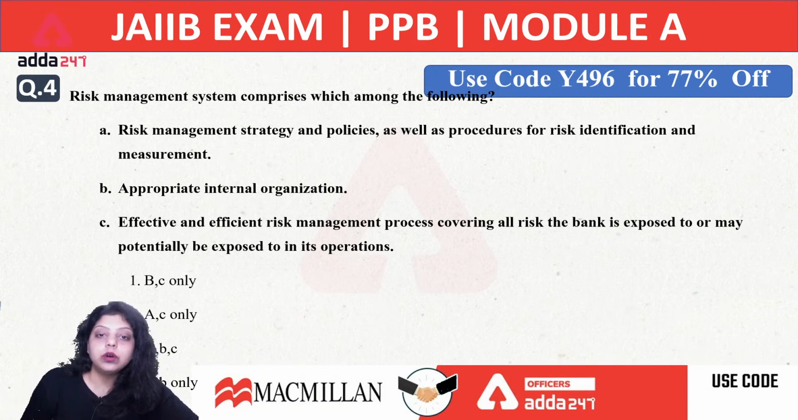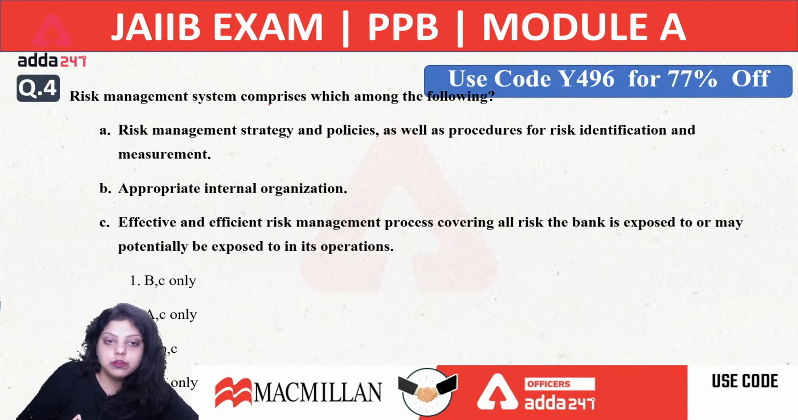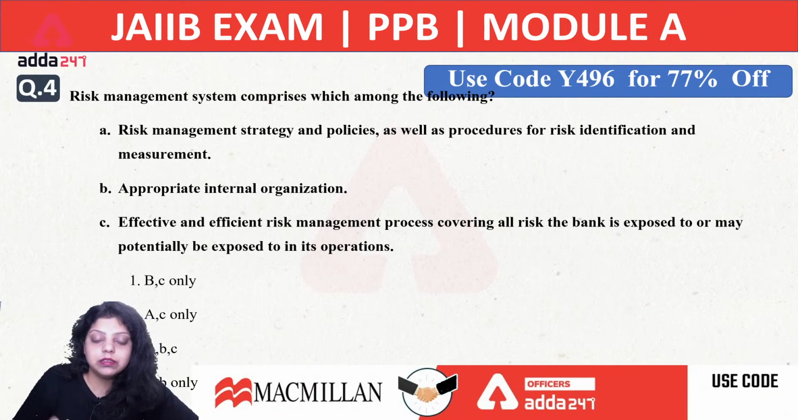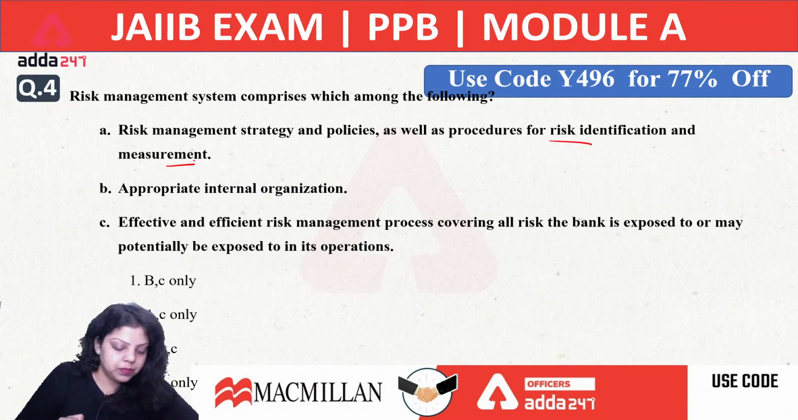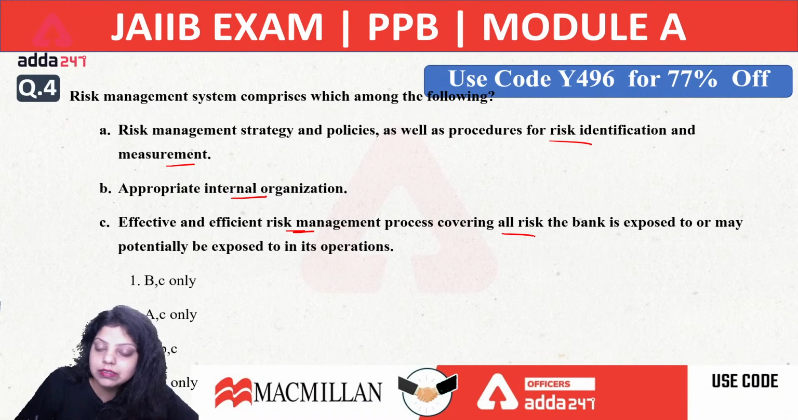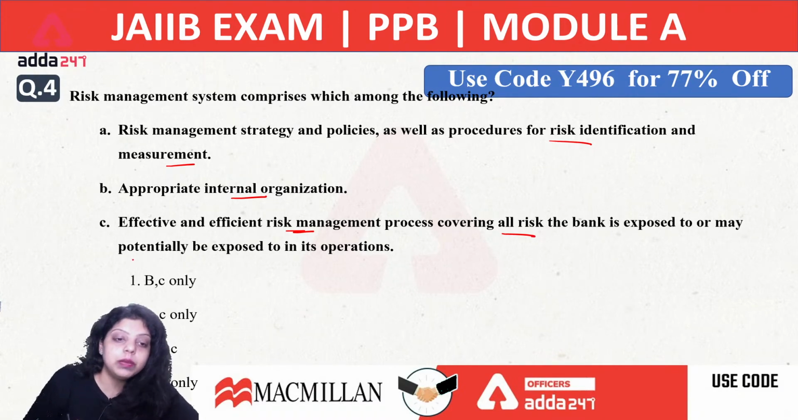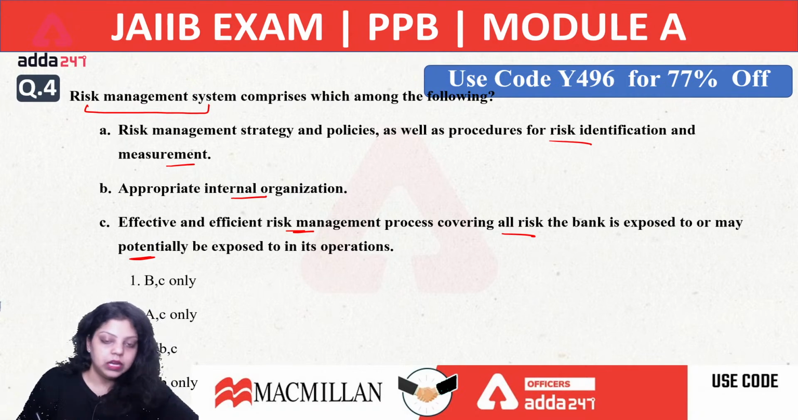Next, fourth question is asking about the risk management system. Risk management system comprises which of the following? First is saying risk management strategy and policies as well as procedures for risk identification and measurement. Second is saying appropriate internal organization. Third is saying effective and efficient risk management process covering all risk the bank is exposed to or maybe potentially be exposed to in its operation. So which of the following is risk management system comprises? A, B, C or D?